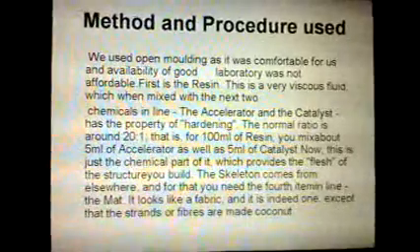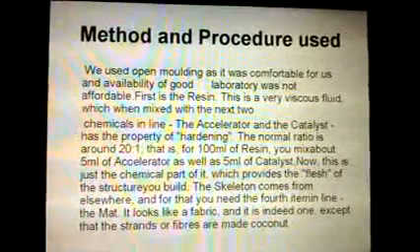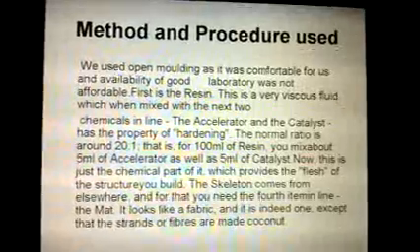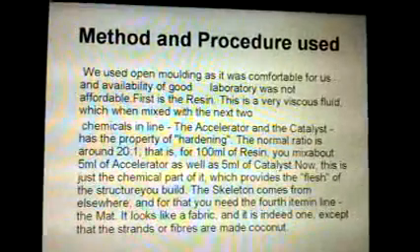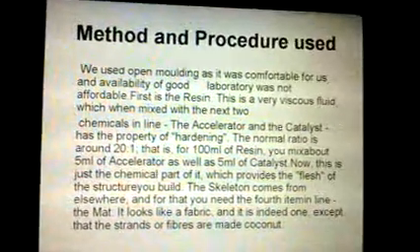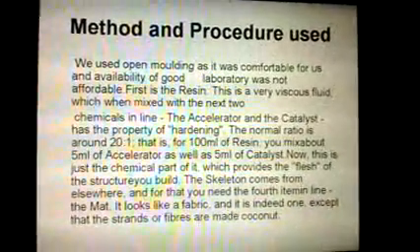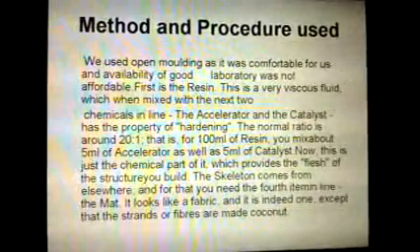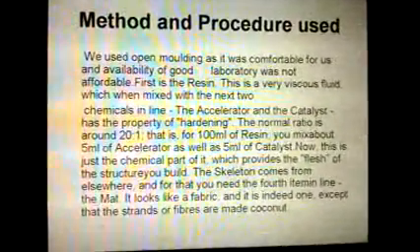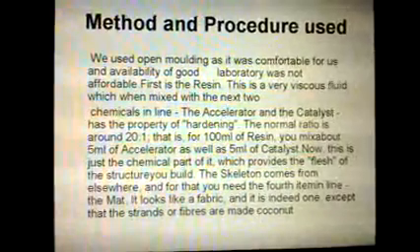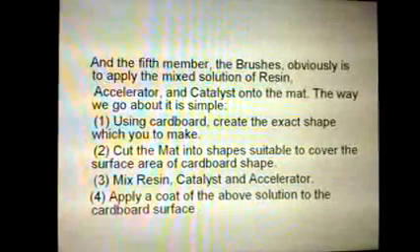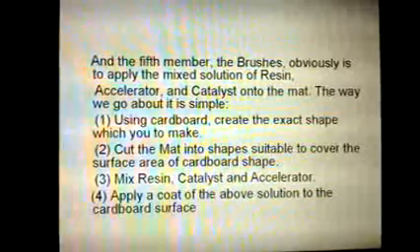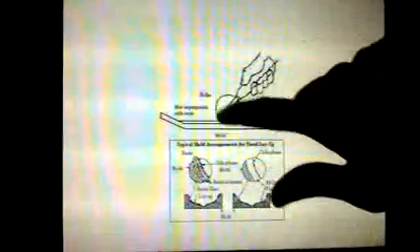Method and procedure used by us: we use open molding as it was comfortable for us. This is also known as open molding. The accelerator and catalyst have the property of hardening. The normal ratio is around 22:1 for resin and accelerator. 5 ml of catalyst is used. The skeleton comes from elsewhere, and that is known as fiber. And the fifth member, the brush, is to apply the mixed solution of resin. This is the brush, a roller brush.